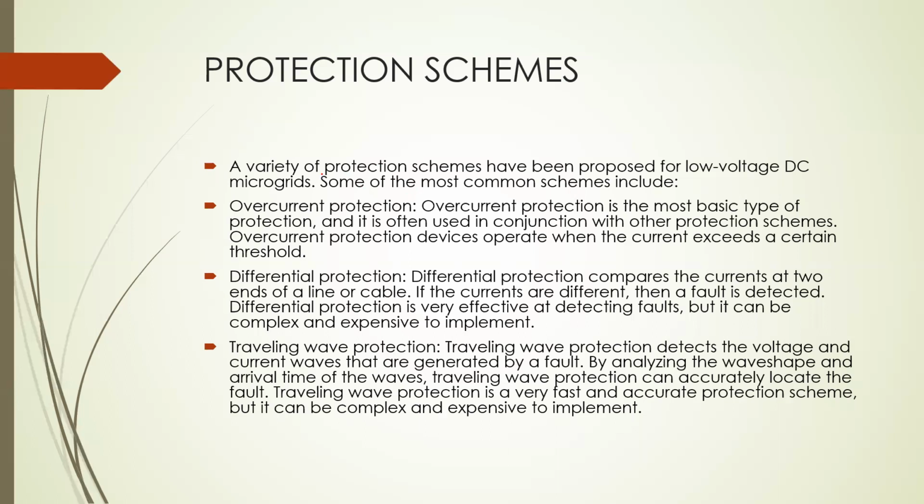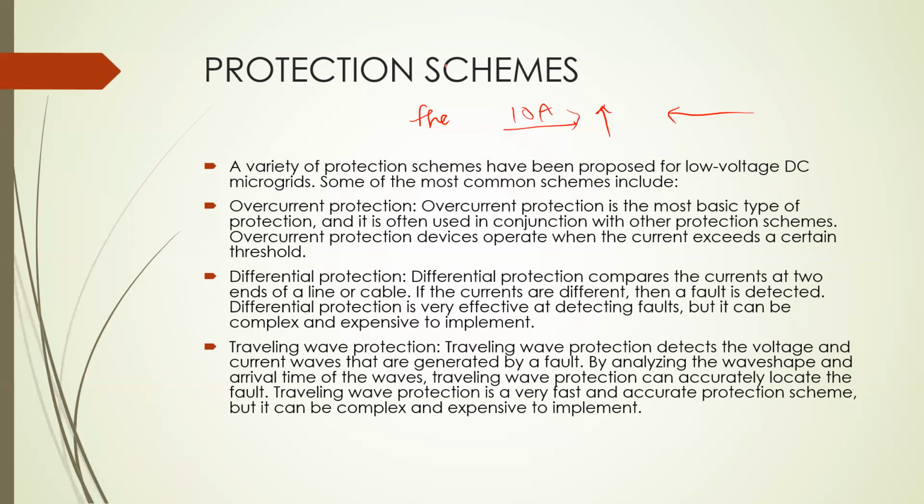For the overcurrent protection to be activated in any sort of grid or any sort of lines, there is a threshold limit of the current. Suppose, say, 10 amps. If the current exceeds 10 amps, then the protection device will open and it isolates the device, it isolates the lines.